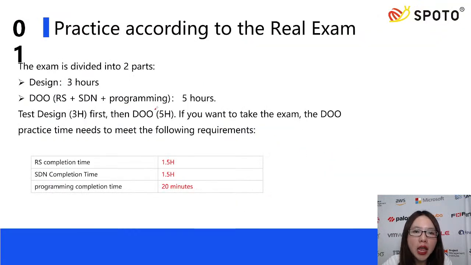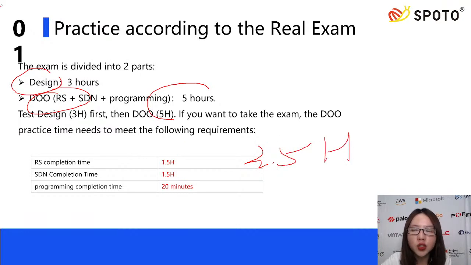First, EI Lab has 2 modules, including Design and DOO. Design is very simple for Spoto students because we provide complete information to students. This part won't focus on the introduction. We mainly look at the DOO module. Spoto has practice standards for students. For example, it is recommended to complete a DOO within 3.5 hours before taking the exam.